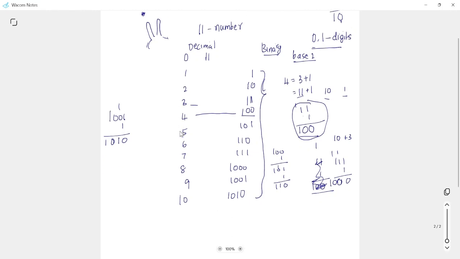So if you're still confused, just try to watch the last 10 minutes again. And anyway, when we do more exercises, I think you will understand. This will be much clearer. Okay, so binary versus decimal.